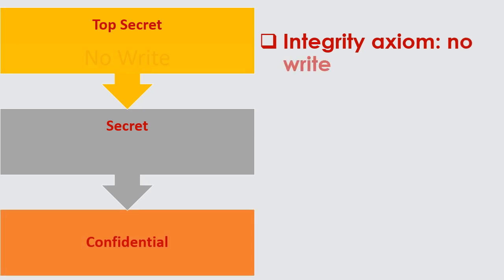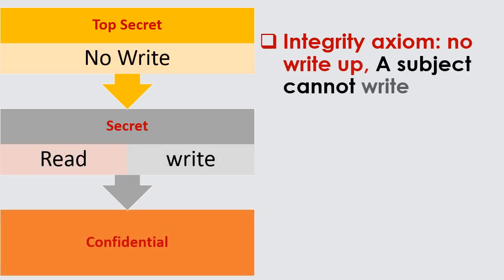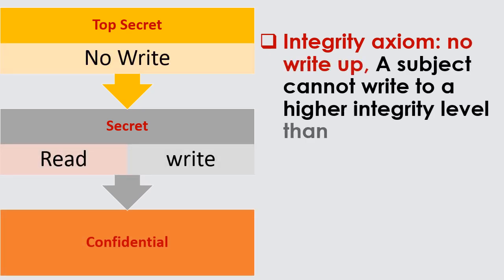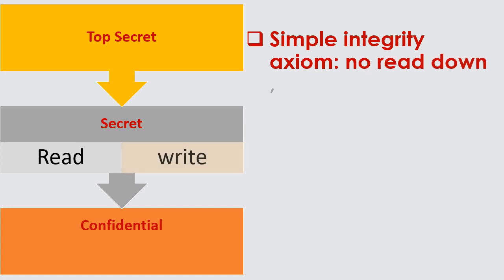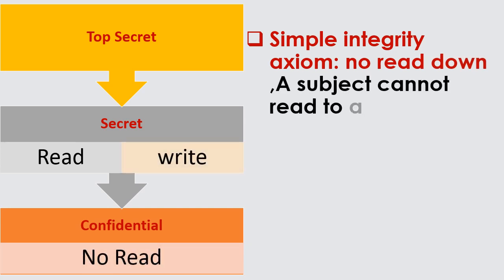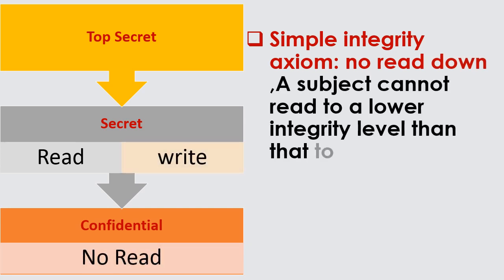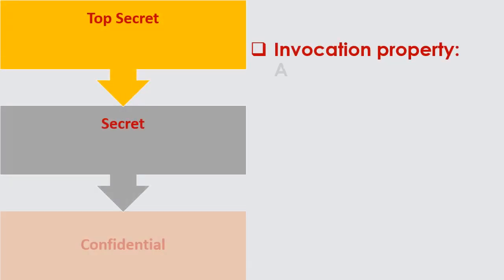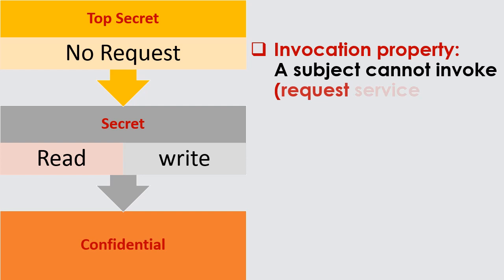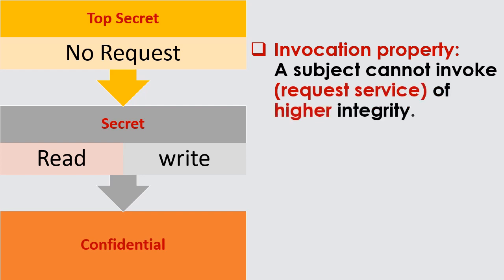Integrity axiom: no write up. A subject cannot write to a higher integrity level than that to which he has access. Simple integrity axiom: no read down. A subject cannot read from a lower integrity level than that to which he has access. Invocation property: a subject cannot invoke, or request service, of higher integrity.